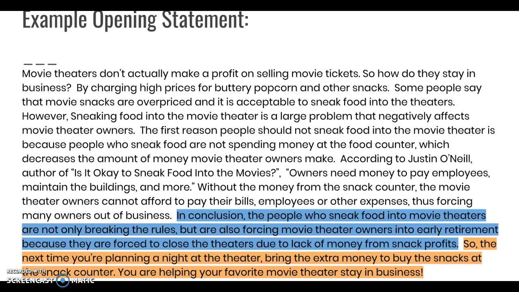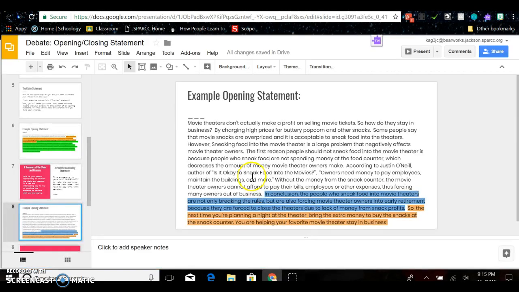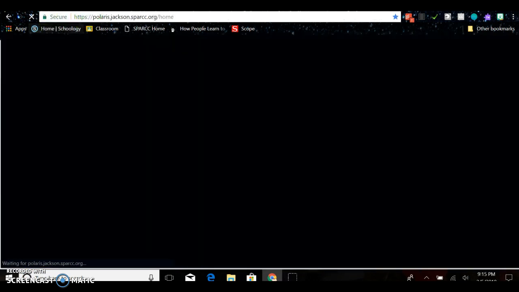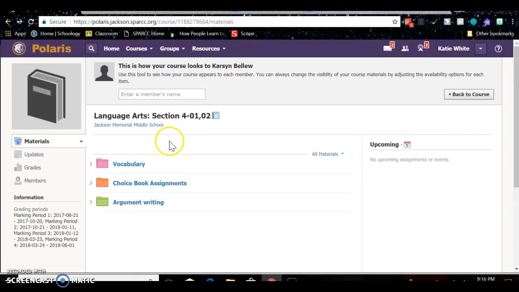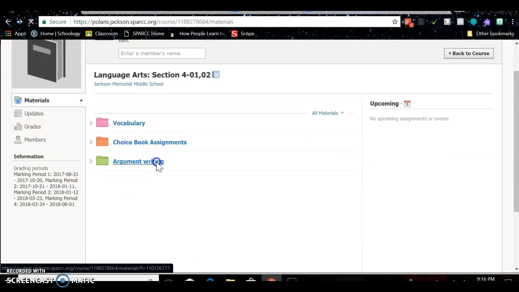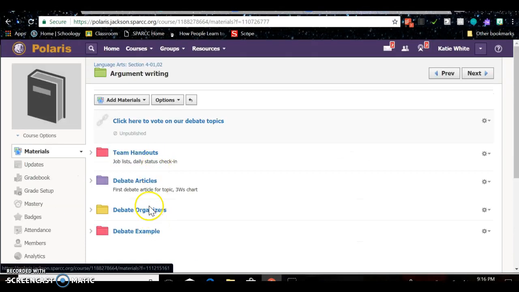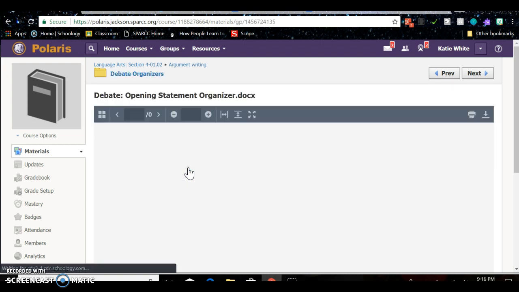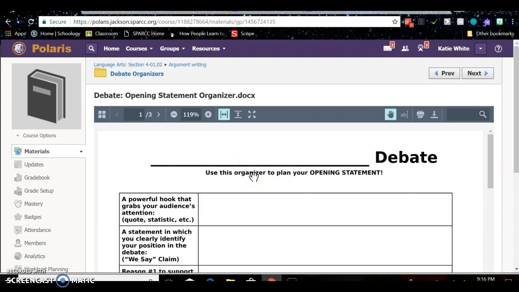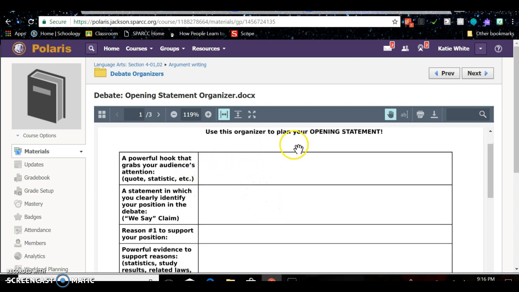At this time, you're going to go to Polaris. You'll notice the argument writing folder, you're going to open that. You're going to go into the debate organizers. You will want to open the debate opening statement organizer. This is the organizer that will walk you through every step of the way the information that was just presented in the slides. Please fill this out.